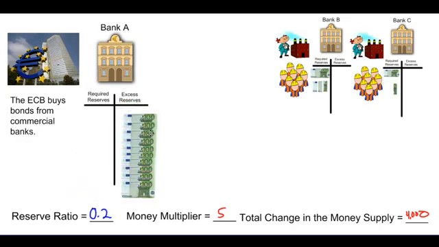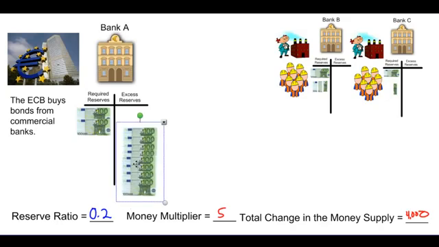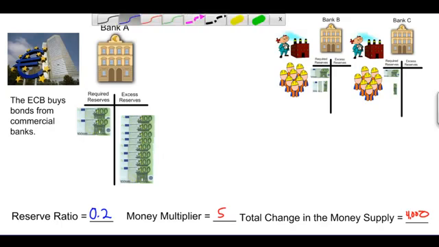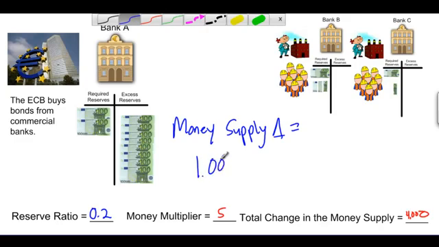At the same time, the required reserves will once again increase by 20% of 1,000 euros or 200 euros, leaving 800 euros of excess reserves for Bank A to loan out. However, the difference now is that the change in the money supply will be equal to the initial change in deposits multiplied by the money multiplier. So in this case, the total change in the money supply will equal 1,000 euros times the money multiplier of 5, which is 5,000 euros.